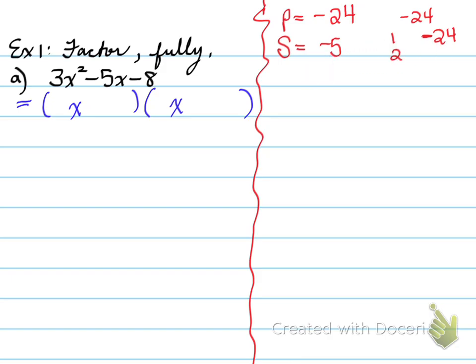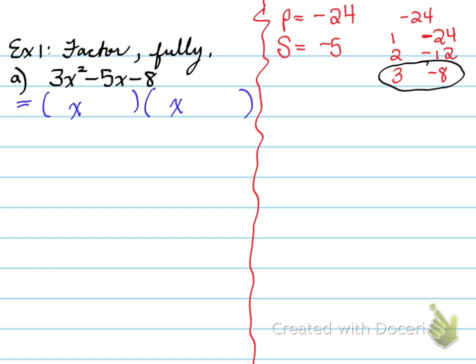So I keep going. 2 times negative 12. 2 times negative 12 is negative 24. And 2 plus negative 12 does not give us negative 5. So keep going. 3 and negative 8. 3 and negative 8 multiply to give you negative 24, and when I add these, that gives me negative 5. So this is the combination we want. We want 3 and negative 8.